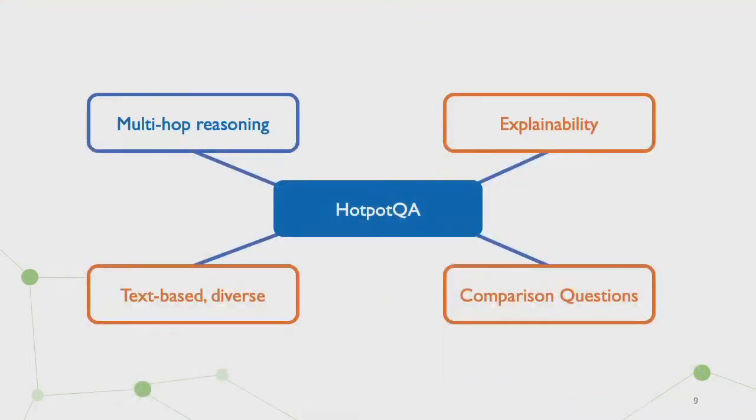So aside from multi-hop reasoning, this dataset features three cool things that we think are still relevant today. One of them is it's purely text-based, so we're trying to stay away from defining any schema or making use of knowledge bases. It encourages explainability in question answering systems. And finally, it also features this new kind of comparison questions that really opens up possibilities of multiple steps of reasoning. So what do I mean by each of these three things?